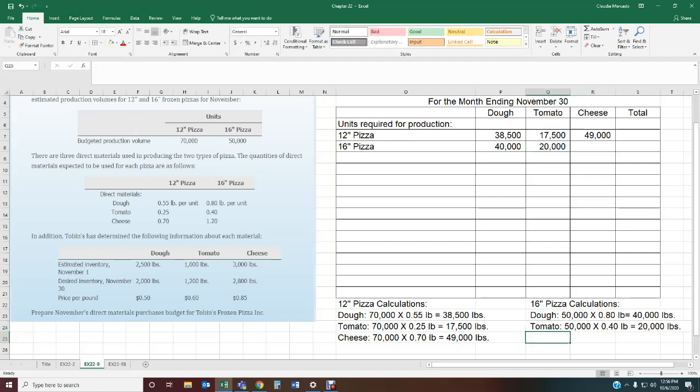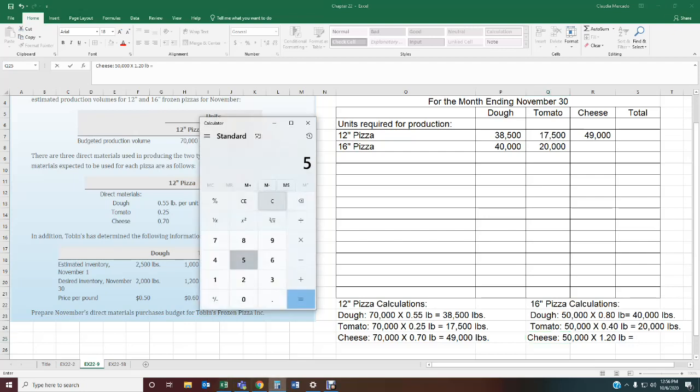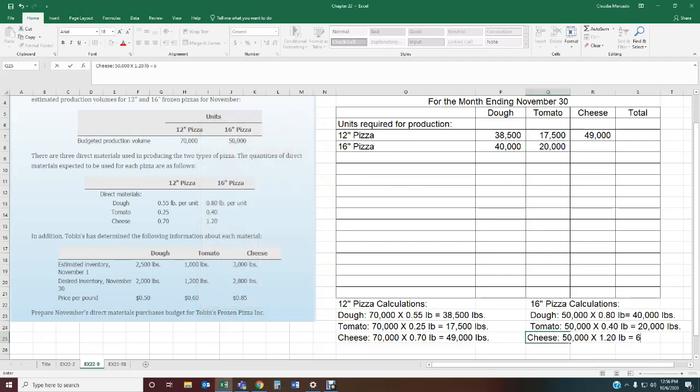And then last but not least, we have our cheese component. We're making 50,000 pizzas, and for every pizza I'm going to need 1.20 pounds of cheese. So 50,000 pizzas times 1.20 is going to give me 60,000 pounds of cheese.